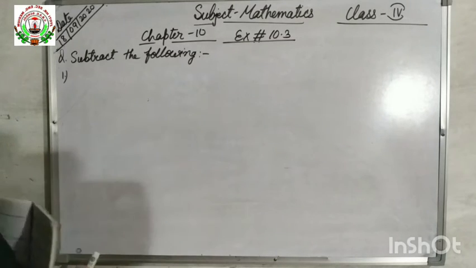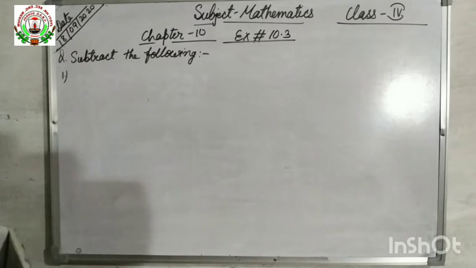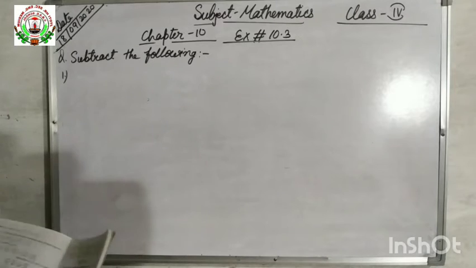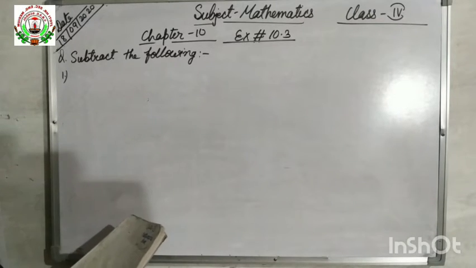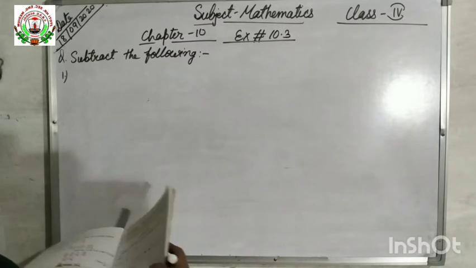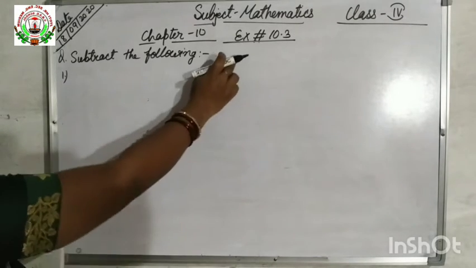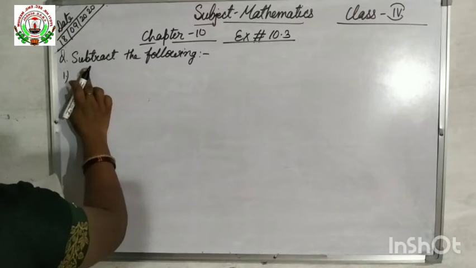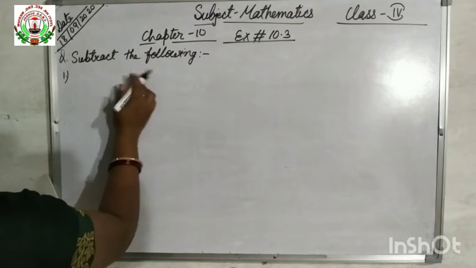Exercise 10.3. In the previous class, before the holiday, we completed 10.1 and 10.2. In 10.1 and 10.2, addition was there. Now today we will start subtraction, that is exercise 10.3. In this exercise 10.3, question number 1 is: subtract the following.